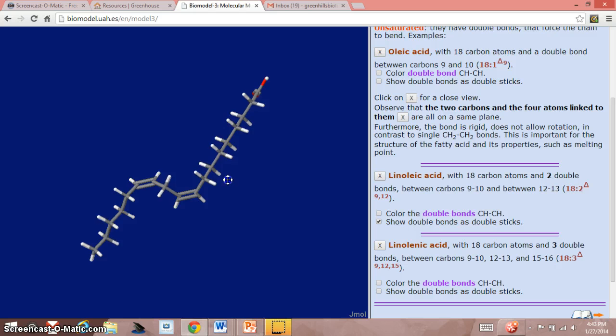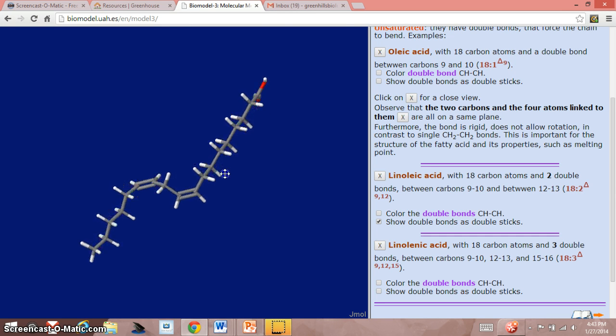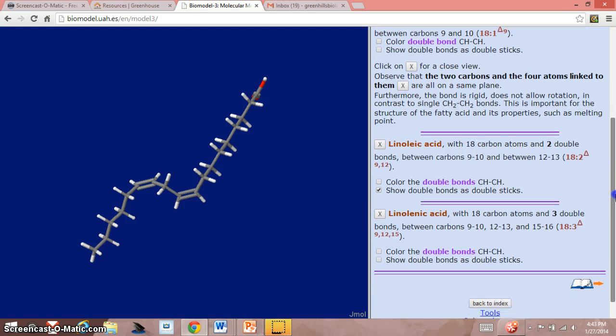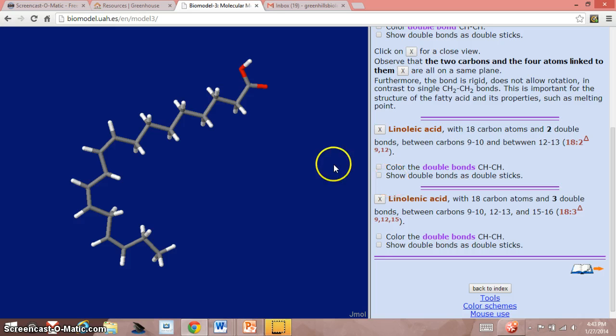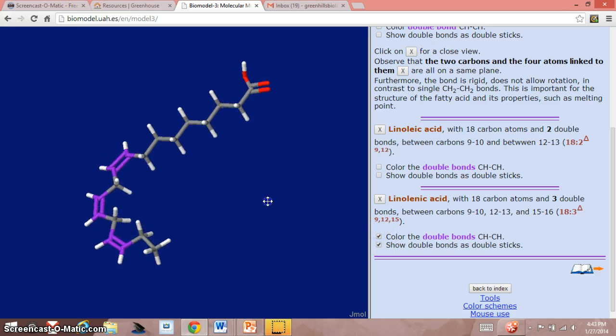This is the first linoleic acid. And then you need to describe this shape. Part C asks you to look at linolenic acid again. So it's a different form, still 18 carbon atoms in the hydrocarbon chain, but it's got 3 double bonds. So we're going to look at the double bonds here. We'll show them as sticks, and I'll even color them so you can see them. Here they are.